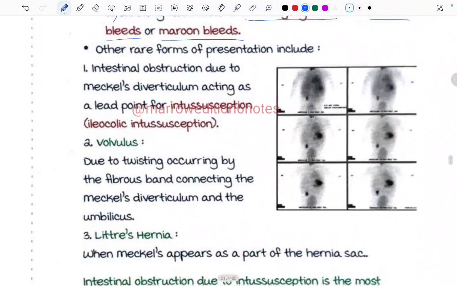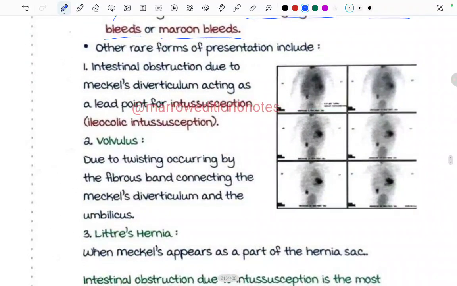Other rare forms of the presentation include intestinal obstruction. These are all the rare forms of presentation of the Meckel's diverticulum. First one is the intestinal obstruction. It is due to Meckel's diverticulum acting as a lead point for intussusception, ileocolic intussusception. Fine. So this Meckel's diverticulum can act as a lead point for intussusception.